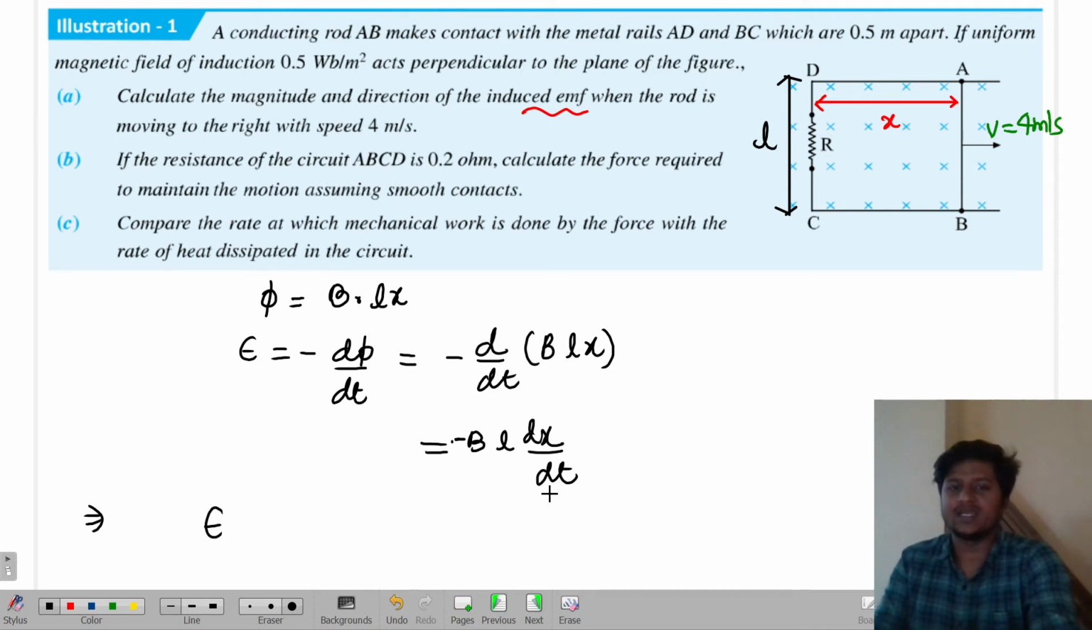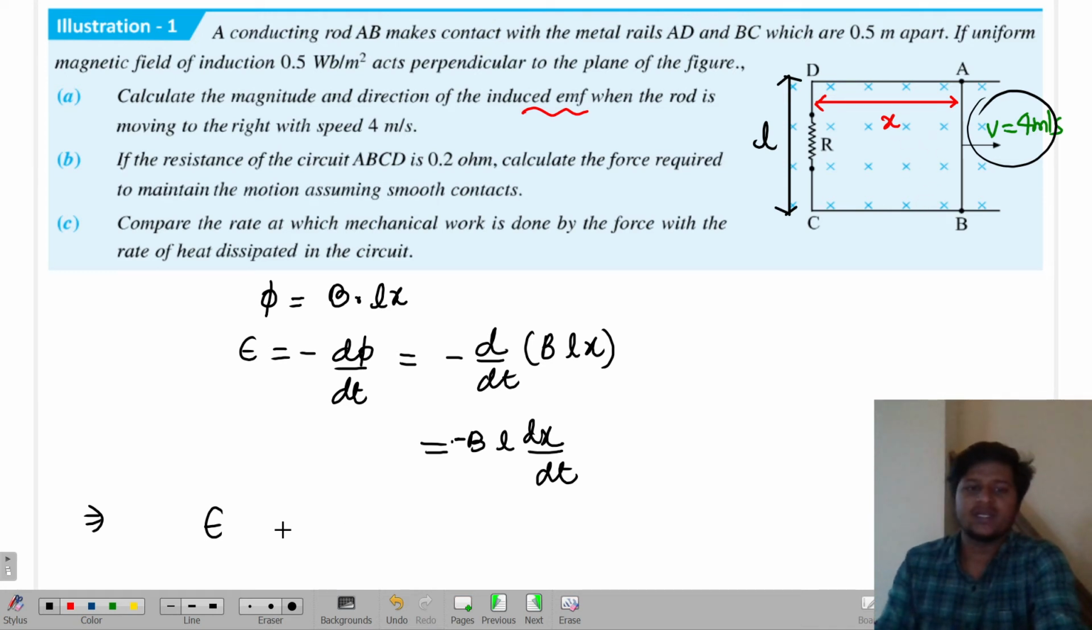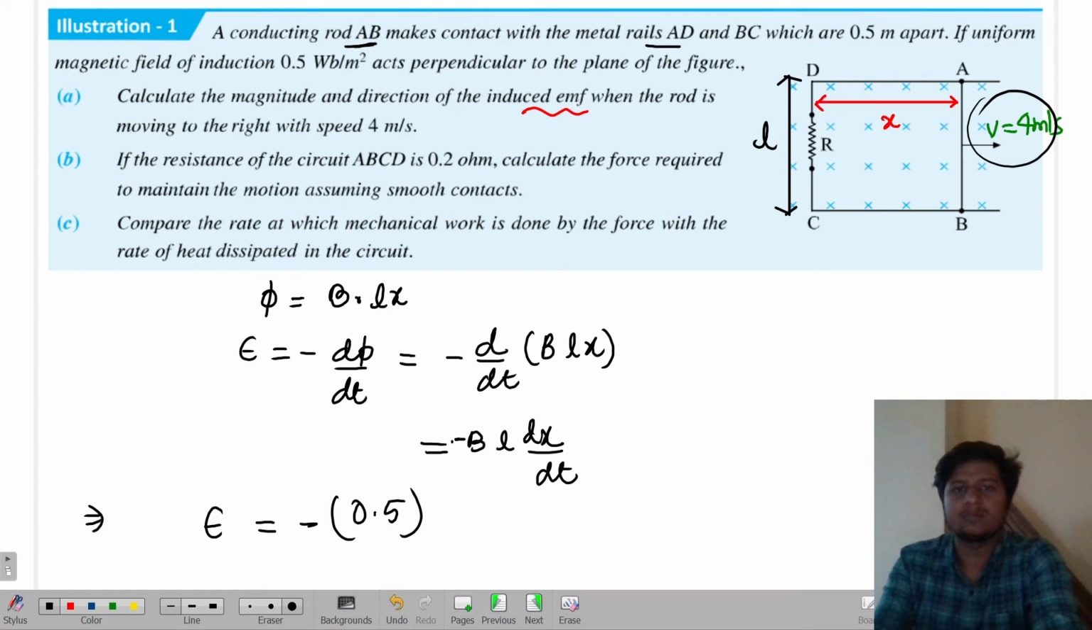Now dx by dt is the velocity of this rod, or not? Tell me yes or no. So that dx by dt is going to be how much? Minus of B, which is how much? 0.5. Length of the rod. The conducting rod AB makes contact with the metal rails AD and BC.